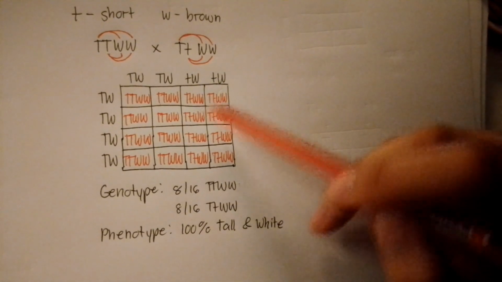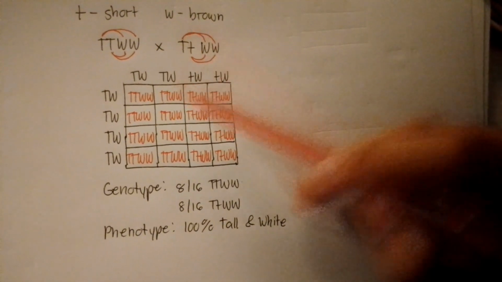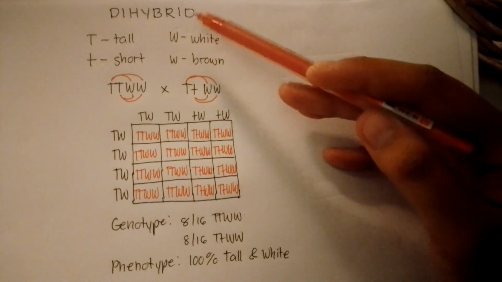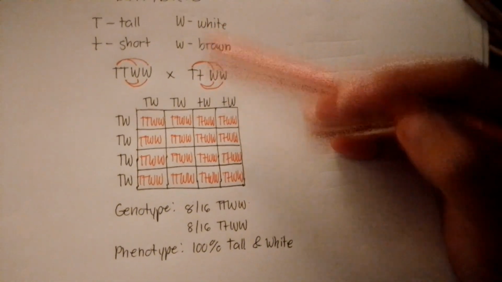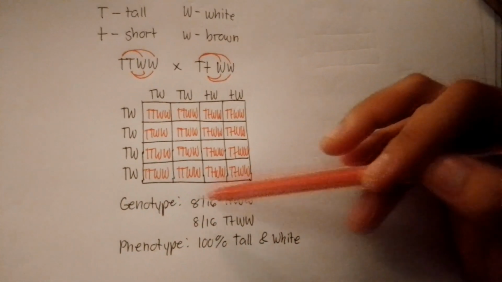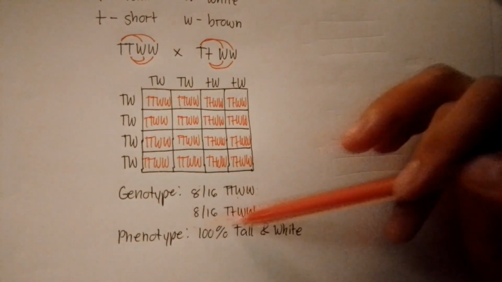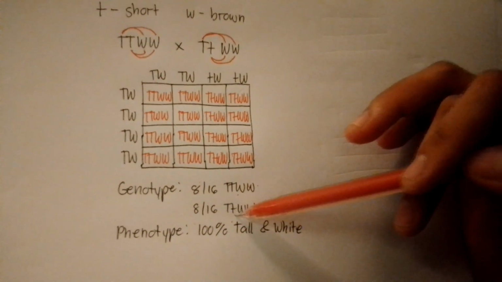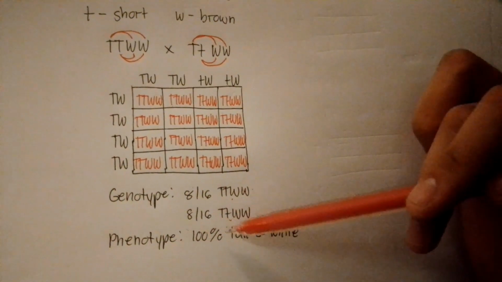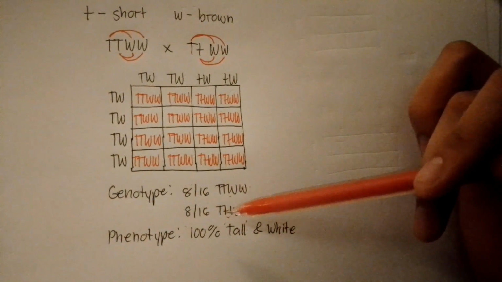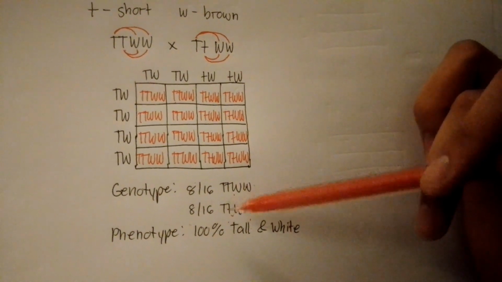Then, homozygous dominant. So, here sa genotype natin 8/16 since ang dihybrid mag-use of 4 by 4, which is 16 nga boxes. So, 8/16 ang homozygous dominant. 8/16 ang heterozygous dominant nga height, but homozygous nga skin color. But overall, sing phenotype 100% tall and white gap na siya since ang height niya nay capital or nay dominant.